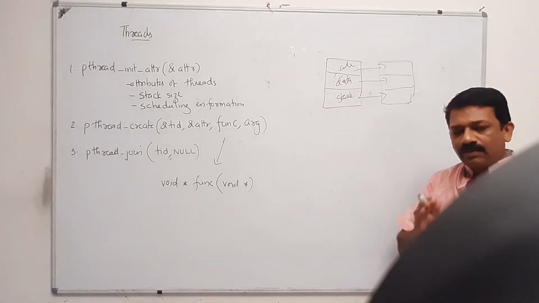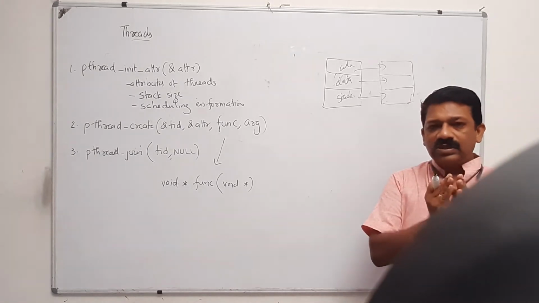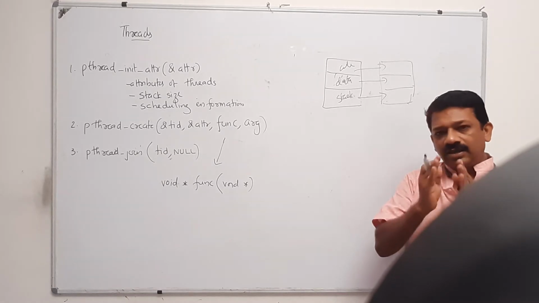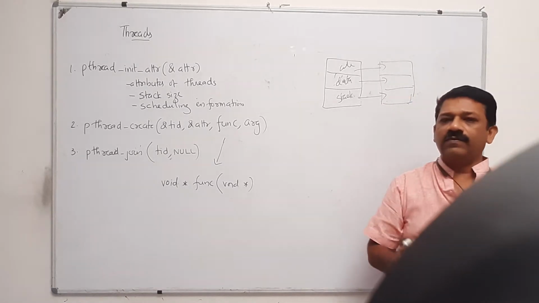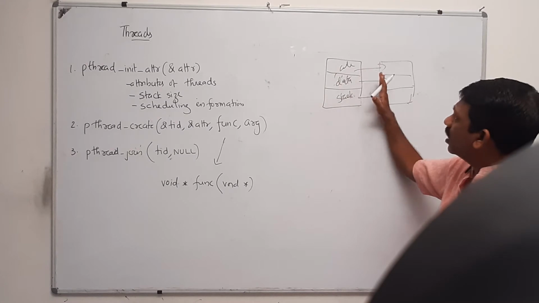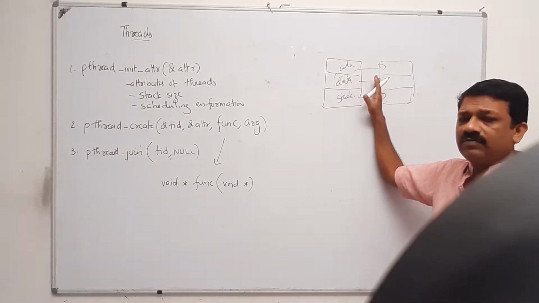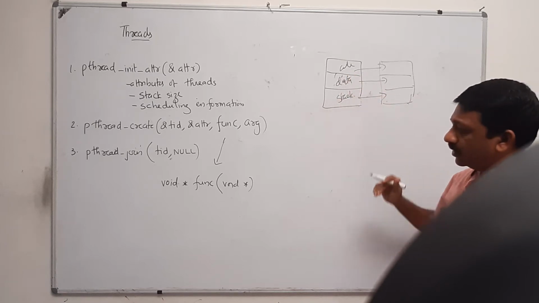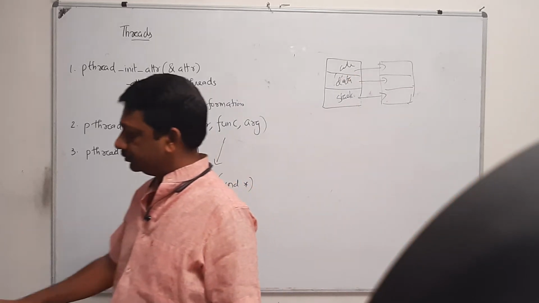That means if you are creating a new process using fork, a new process is created with all the properties of a process. These two have no connection. This is an exact replica of this. But if you are creating a thread, what will happen?